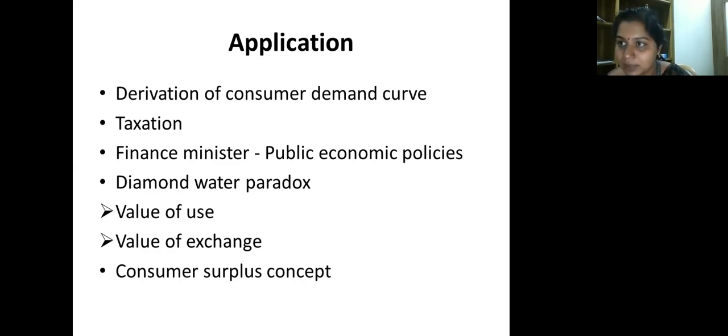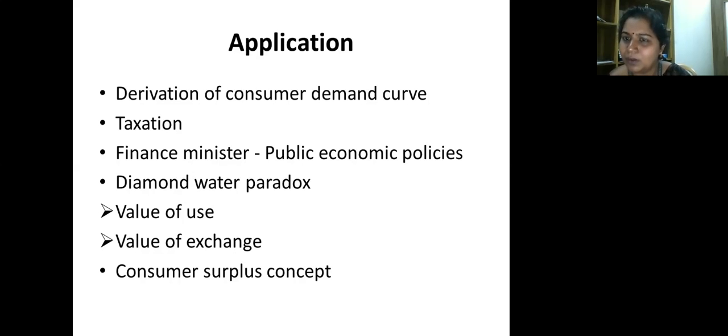To explain this also, the law of diminishing marginal utility concept is very helpful. Why are we paying less? It is available in plenty, so obviously the satisfaction level, the utility level, will be very less. You are easily getting that, right? So the utility level will be very less, so we are not ready to pay a high price.